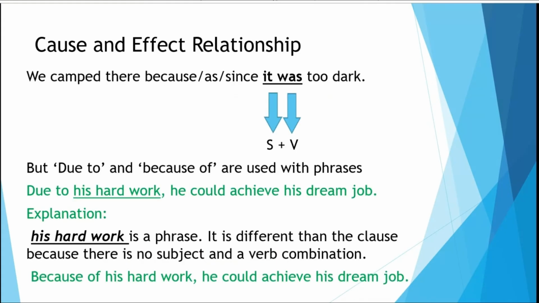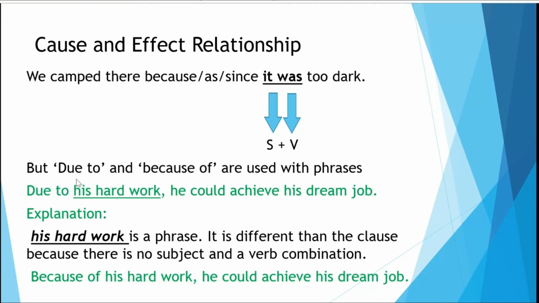Let's move on to the next slide. It says, we camped there as, because, since it was too dark. So if you look at this sentence, it has a subject and a verb combination. It means it is a complete clause, and we have connected them with words like because or as or since.